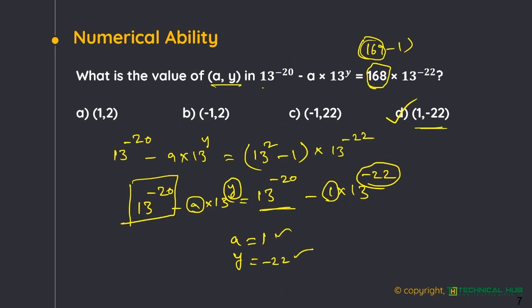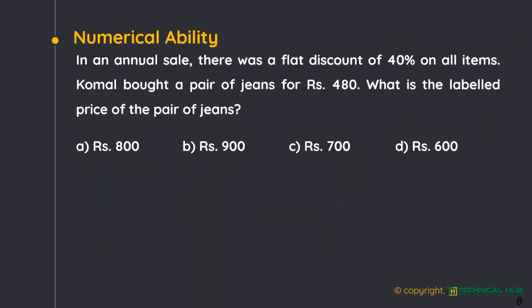Next question. In an annual sale, there was a flat discount of 40% on all items. Here the discount is 40%. Komal bought a pair of jeans for 480 rupees. Here the jeans cost is 480 rupees. What is the labeled price of the pair of jeans?